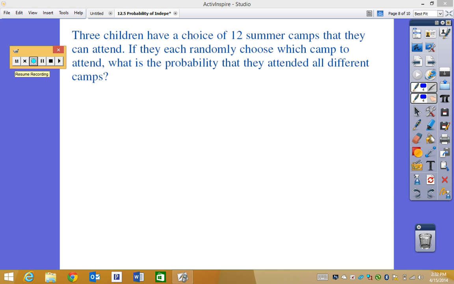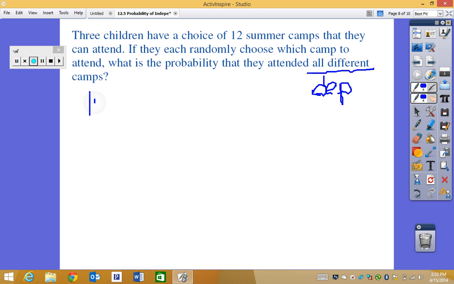In the next example, 3 children have a choice of 12 summer camps that they can attend. If they each randomly choose which camp to attend, what's the probability that they attended all different camps? Well, that's going to be a dependent event because it depends on the one who chose previously.